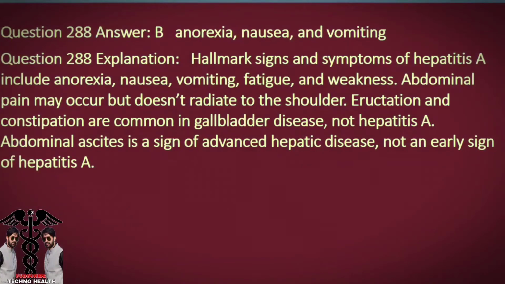Question 288. Explanation: Hallmark signs and symptoms of hepatitis A include anorexia, nausea, vomiting, fatigue, and weakness. Abdominal pain may occur but doesn't radiate to the shoulder. Eructation and constipation are common in gallbladder disease, not hepatitis A. Abdominal ascites is a sign of advanced hepatic disease, not an early sign of hepatitis A.